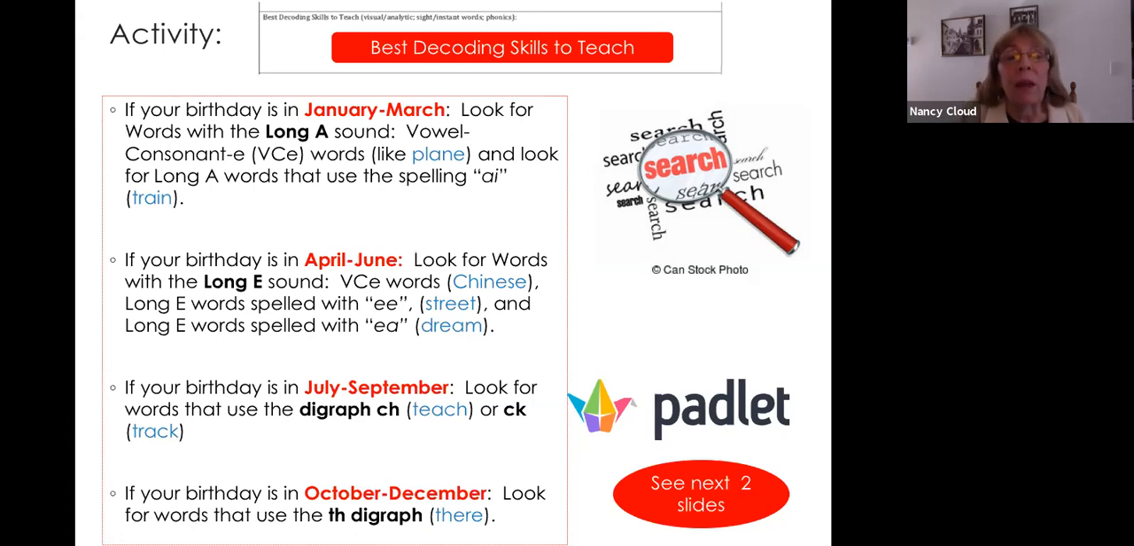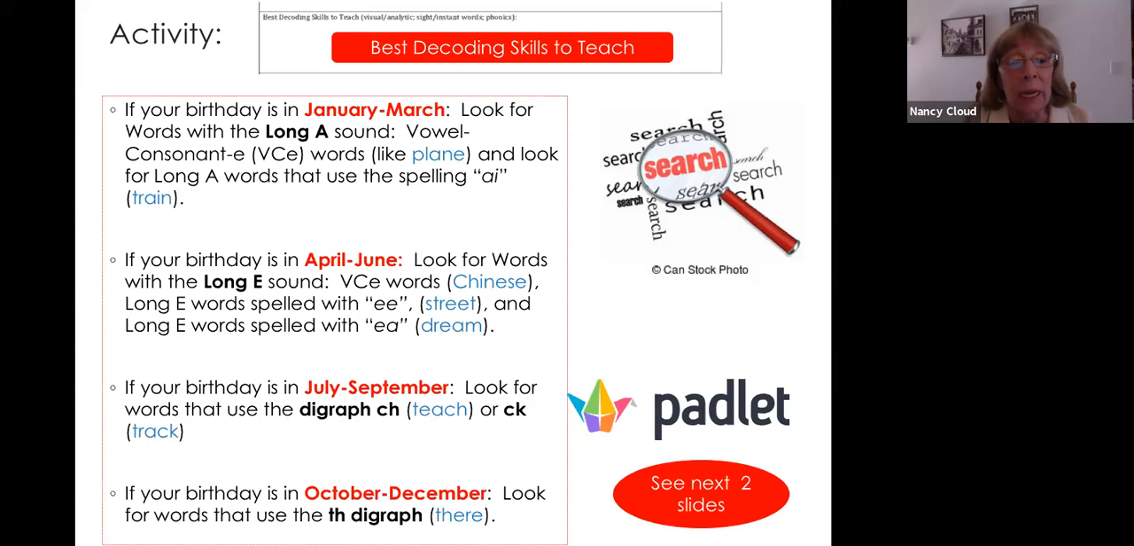If your birthday is from the beginning of January to the end of March, I want you to look in the excerpt for words with the long A sound. It could be vowel-consonant-E words like plane, or it could be long A words that use the spelling AI, as in train. If your birthday is from the beginning of April to the end of June, look for words with the long E sound. They could be vowel-consonant-E words like Chinese, or EE words like street, or EA words like dream.